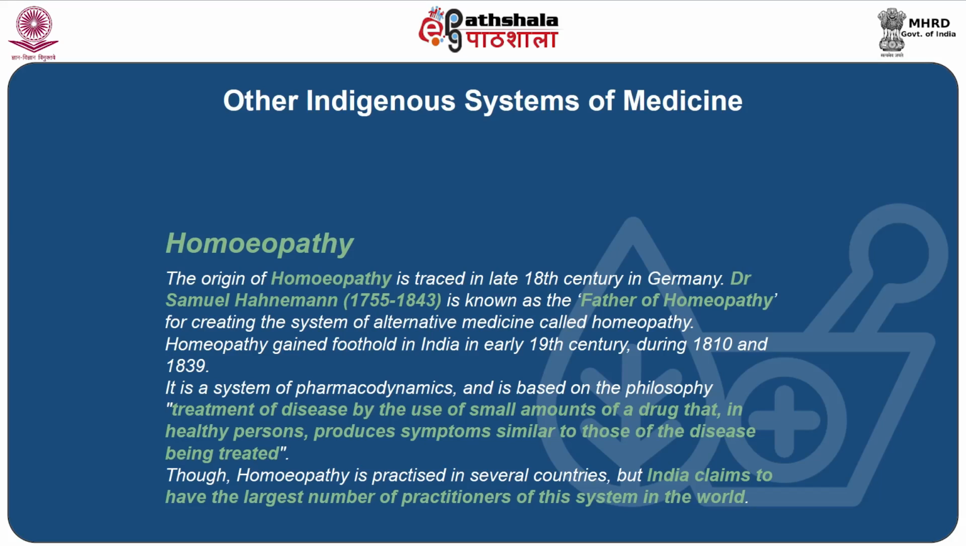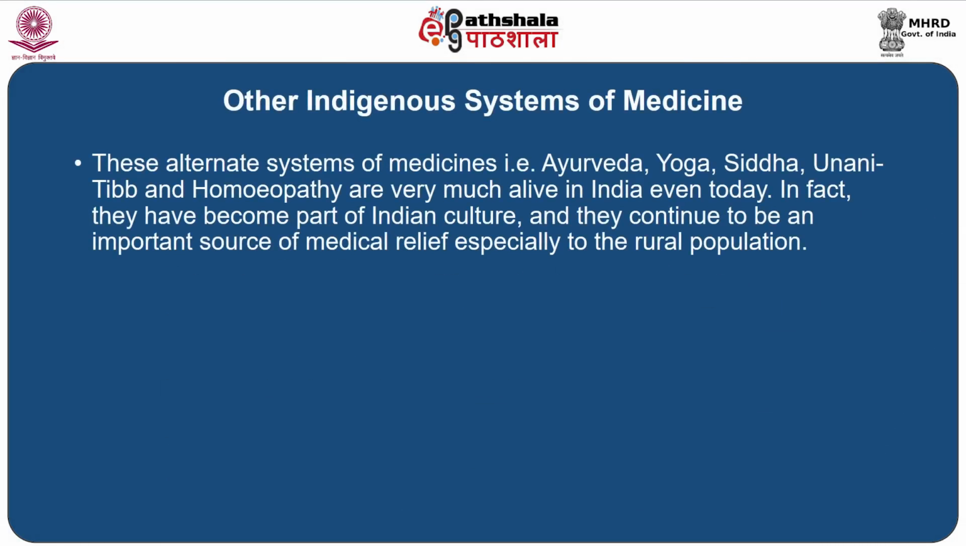Though homeopathy is practiced in several countries, India claims to have the largest number of practitioners of this system in the world. These alternate systems of medicine, that is Ayurveda, Yoga, Siddha, Unani and Homeopathy, are very much alive in India even today. In fact, they have become a part of Indian culture and continue to be an important source of medical relief, especially to the rural population.